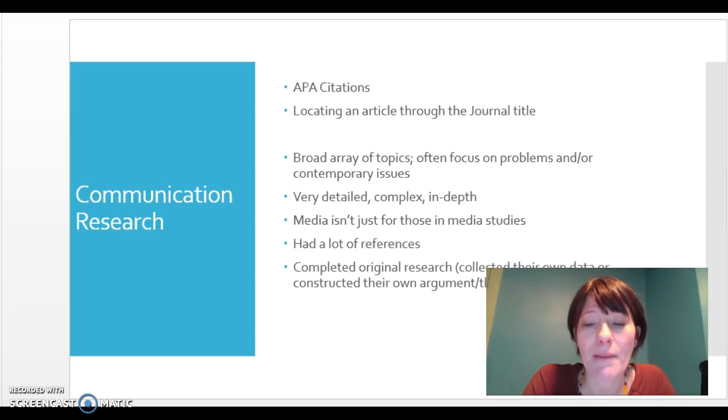And then, as people noted, these articles weren't just like a newspaper article where people gave an overview of what happened. In these articles, people were conducting their own original research. That means they were either collecting their own data or they were constructing their own argument or theory. And this is one of the reasons why these kinds of articles oftentimes get referred to as primary sources.